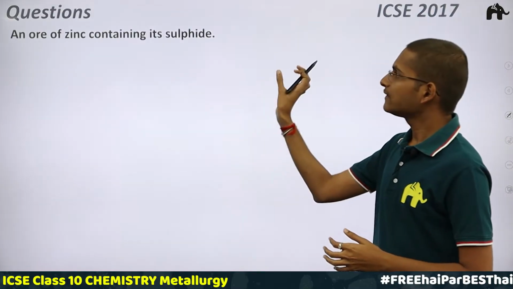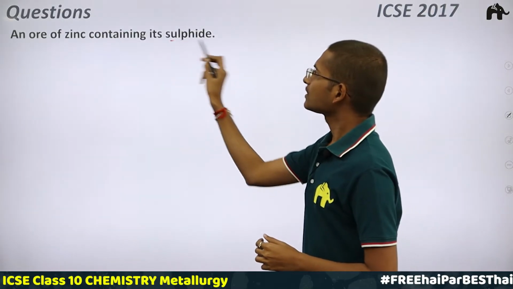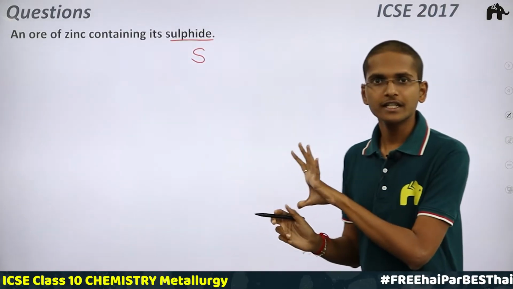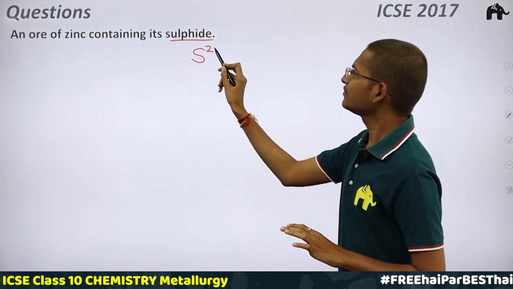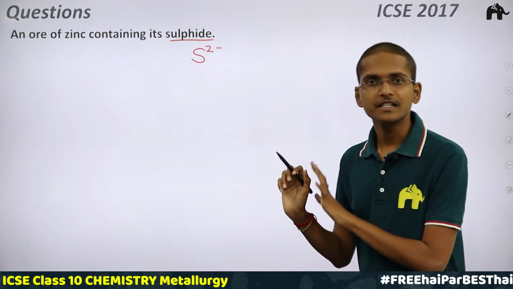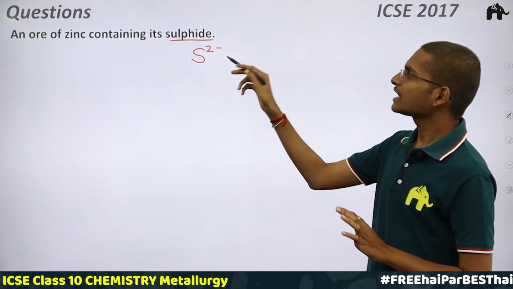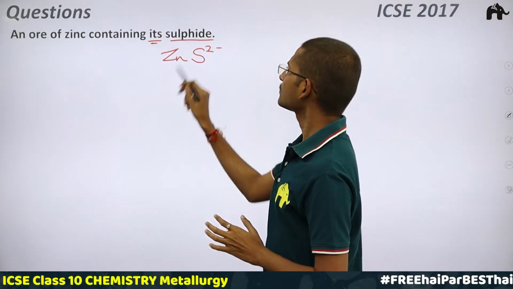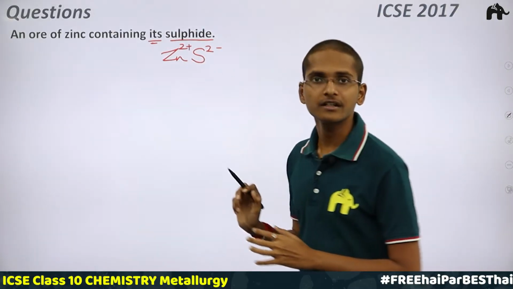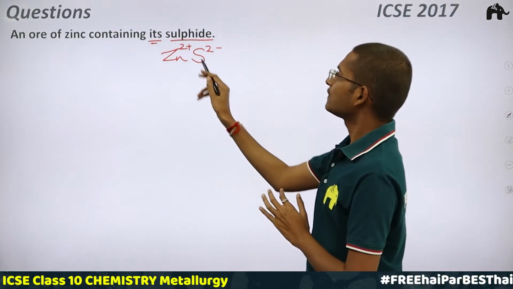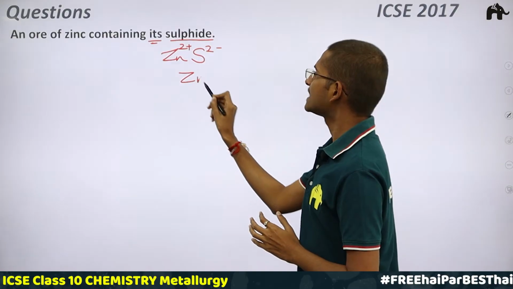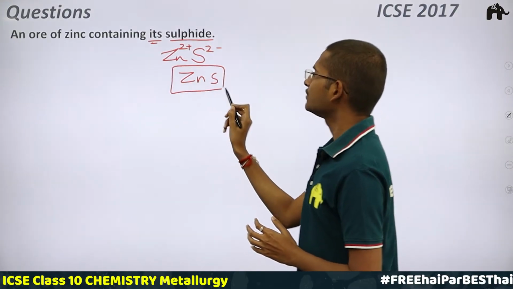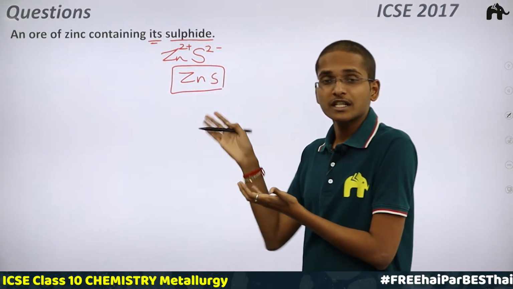Sulfide means sulfur is there, or we can say the S2- ion is there. Now an ore of zinc containing its sulfide means zinc is also there. Zinc is in the 2+ state, 2+ charge, sulfide 2- charge. So what would it form? Zinc sulfide, right?